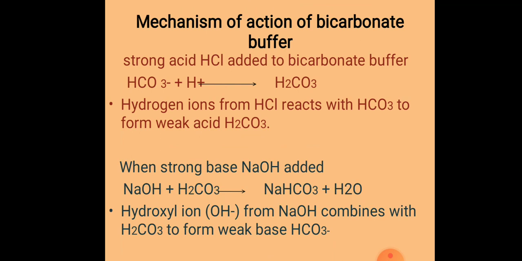When a strong base, NaOH, is added, it reacts with the acid part of the buffer, that is carbonic acid. NaOH reacts with carbonic acid and forms NaHCO3 plus a water molecule. So the hydroxyl ion from NaOH combines with carbonic acid to form the weak base bicarbonate. So when an acid is added to the bicarbonate buffer, the base neutralizes it. If a strong base is added, it reacts with the acid part of the buffer.